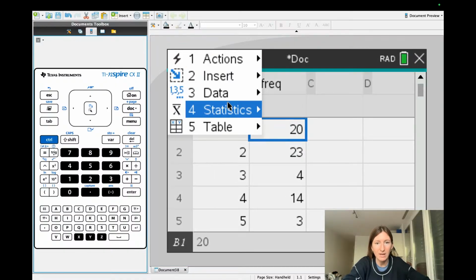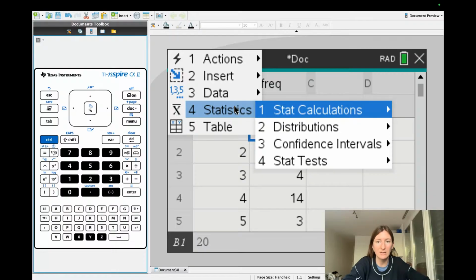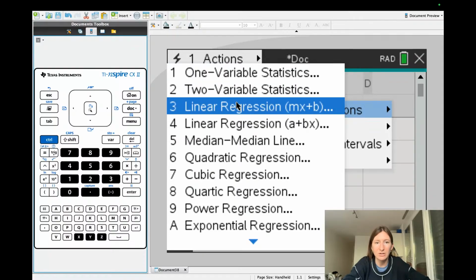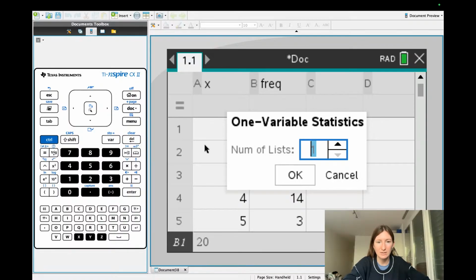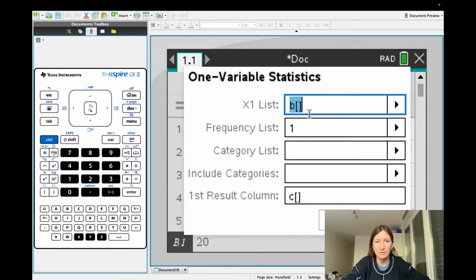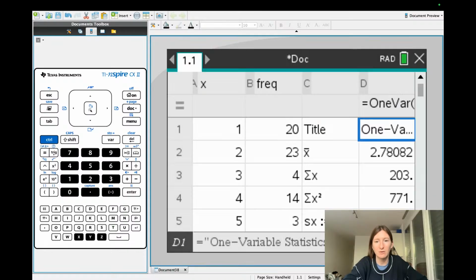But if you go menu, statistics, and this works for any data you're given, stat calculations, we want, in this case, one variable statistics, because I have a frequency list, but that's just for my one variable, like let's say height. One list, just my X list. So my X1 list, that was my X, I'd called it. The frequency list, I'd called my frequency list, which really helps to call it something so you know what it is. And I want the results in the C column because I have this in A, I have this in B, so I want this in C. And I press OK, and there it is.